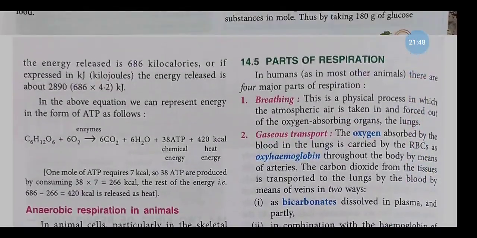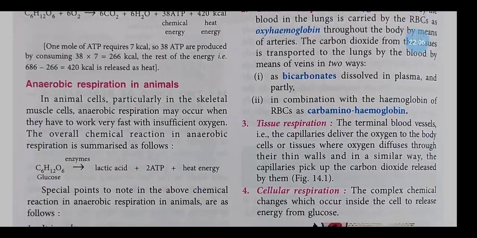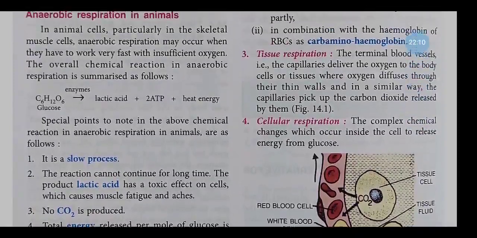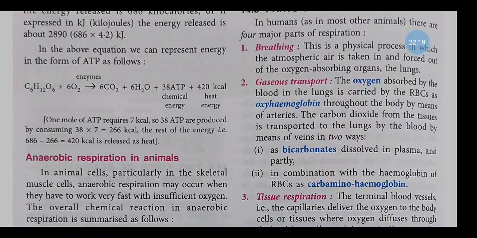So, there is a difference between anaerobic respiration in plants and in animals. Now, let us come to the parts of respiration. In humans, there are 4 major parts of respiration: breathing, gaseous transport, tissue respiration and cellular respiration. Let us start with breathing. Breathing is a physical process in which atmospheric air is taken in and forced out of the oxygen absorbing organs, the lungs. In breathing we inhale and exhale air. During inhalation and exhalation, a large amount of oxygen is absorbed and carbon dioxide is released respectively.